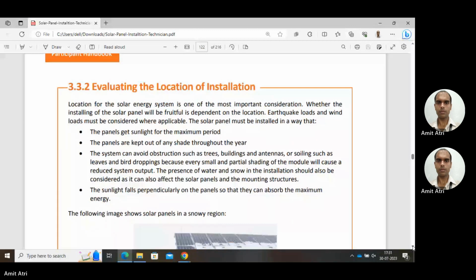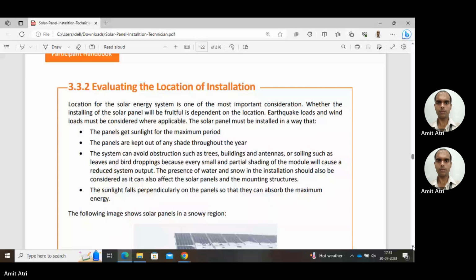Then the presence of water and snow in the installation should also be considered, as it affects the panels and the mounting structure. If the sunlight falls perpendicularly on the panel, then maximum energy will be available. We have to consider these points. The effect of snow is shown here. Now, an example is given. The module should face true south in northern latitudes, and on the opposite, it should face true north in southern latitudes. Then maximum power will be available from our solar PV system.